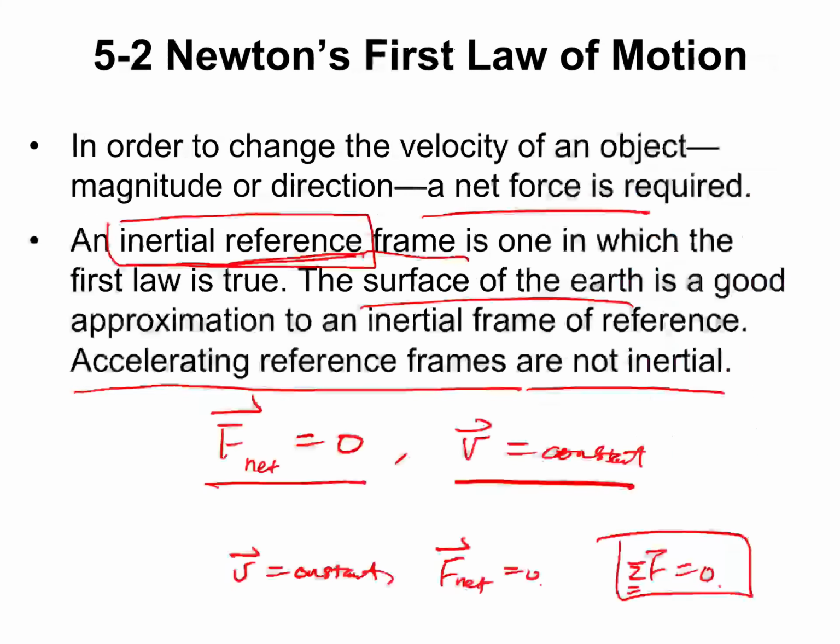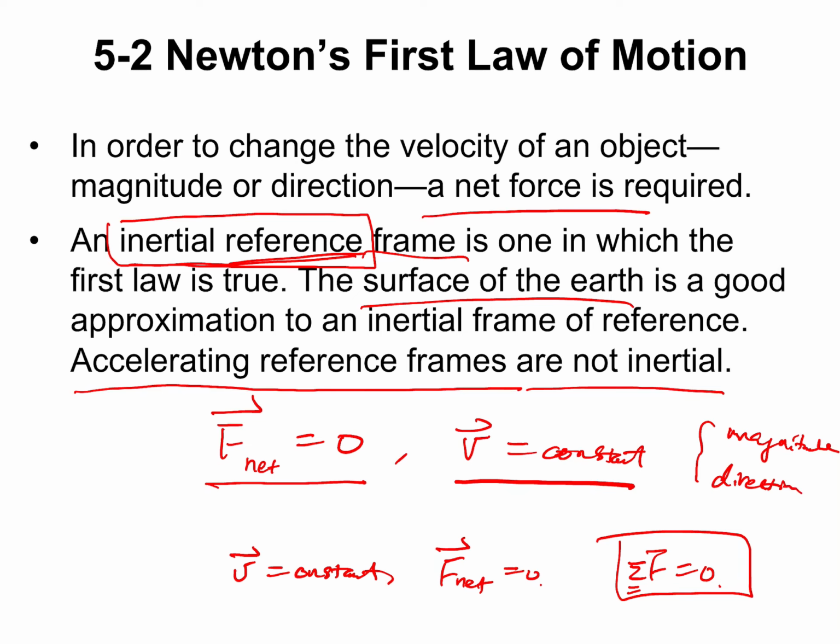All right, we talk about Newton's first law, right? So this is the first law. If net force on an object equal to 0, then the velocity of the object is constant. Okay, constant velocity means same magnitude, same direction.